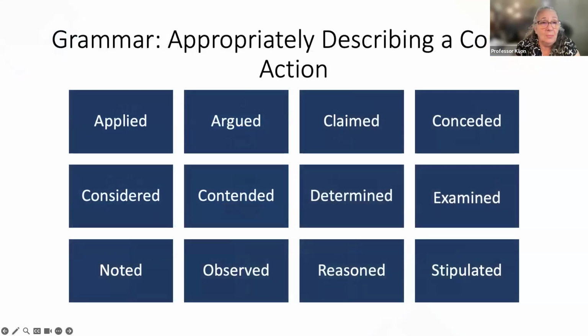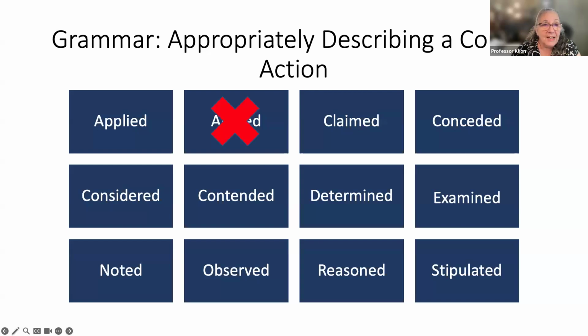And finally, some of you are still having issues on what you think courts do. So here is a list of not everything, but a lot of things that you all have stated that courts do, either in your application sections or your rule sections. Applied, argued, claimed, conceded, considered, contended, determined, examined, noted, observed, reasoned, and stipulated.